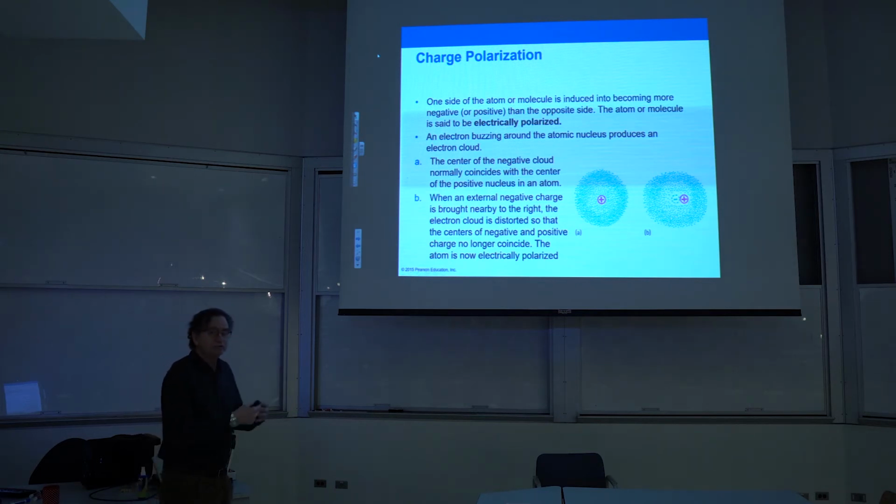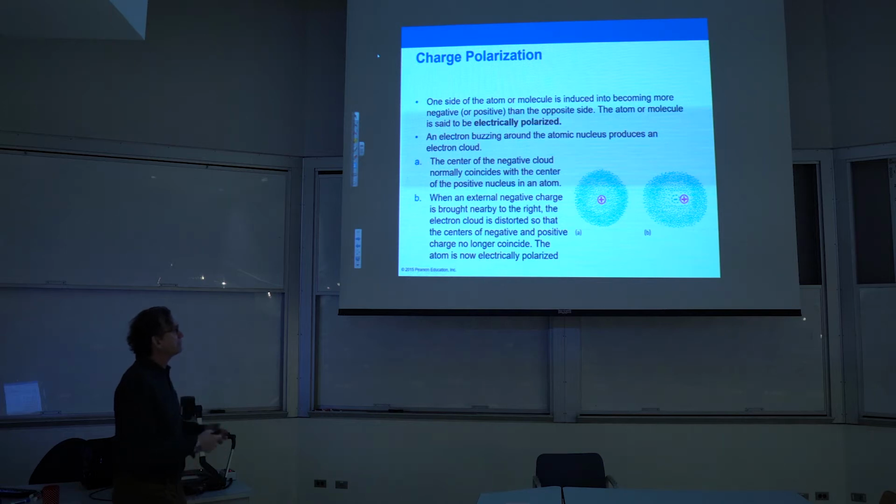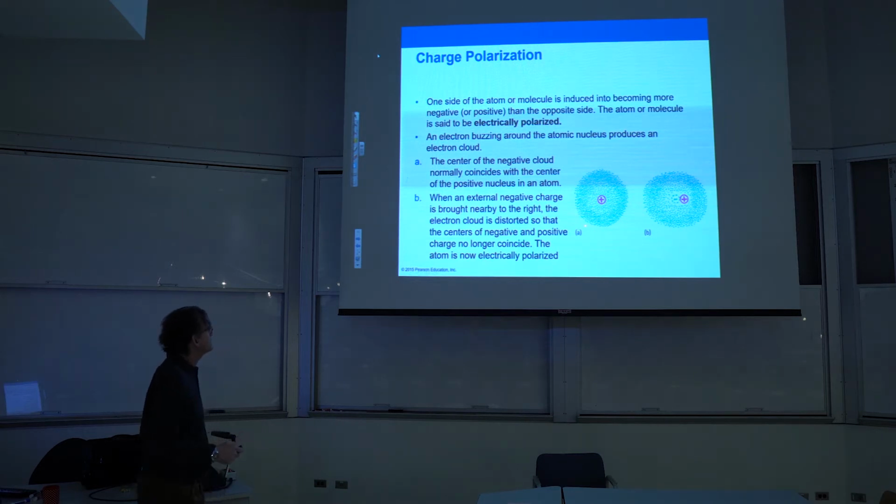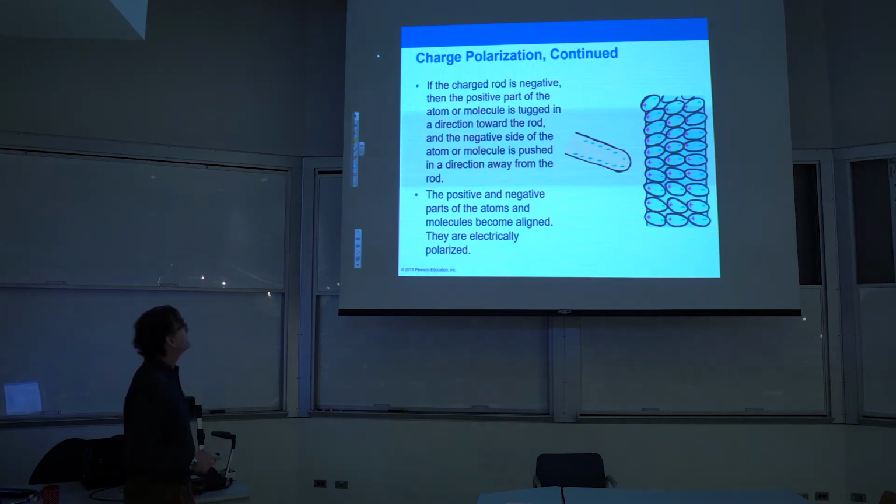Now, we have not removed electrons from the atom. As many electrons are still there. We haven't rubbed any off, but they've been dislocated from their ideal site and moved further to the left. The center of the negative charge cloud normally corresponds with the center of the nucleus, which is where you see even distributions on the right and left side, up and down, of all the electrons. But the external negative charge brought nearby on the right side in figure B has pushed the electrons to the other side. The atom is now electrically polarized, and that's how we get polarization.